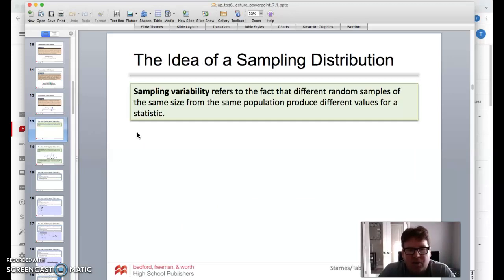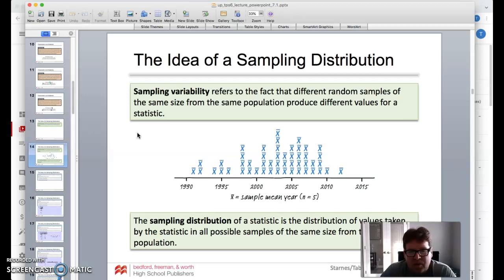All right, so let's talk about the idea of a sampling distribution. Sampling variability refers to the fact that different random samples of the same size from the same population produce different values for a statistic. And we should know that, of course. So the sampling distribution of a statistic is the distribution of values taken by the statistic in all possible samples of the same size from the same population. So we're going to look at everything that possibly could happen. We're going to see a pretty good example of that coming up.